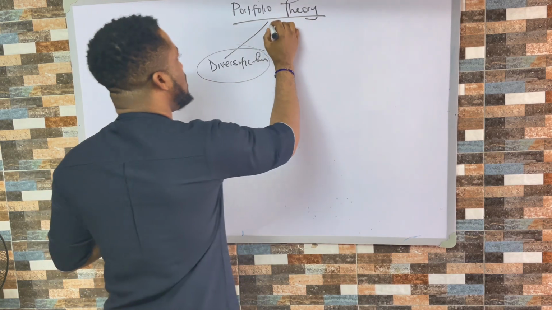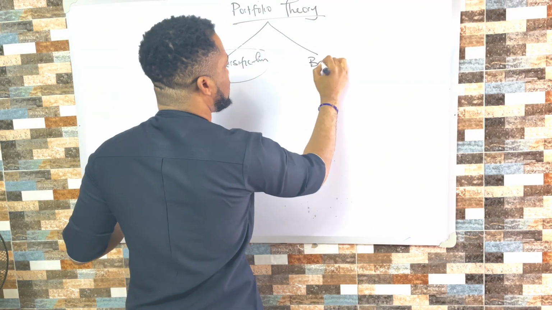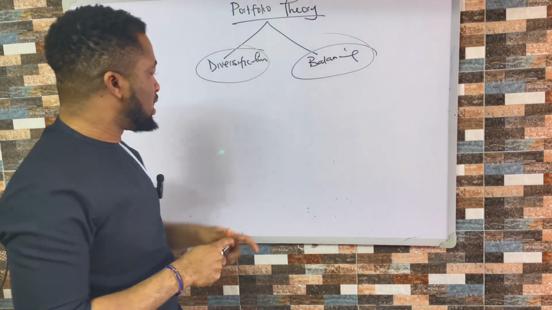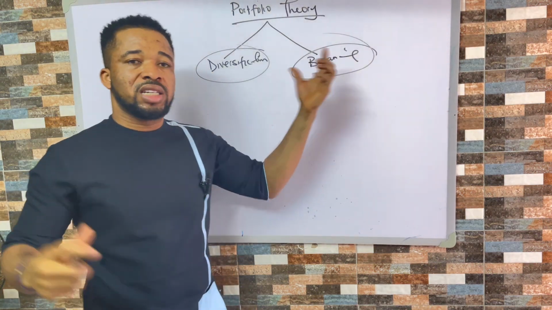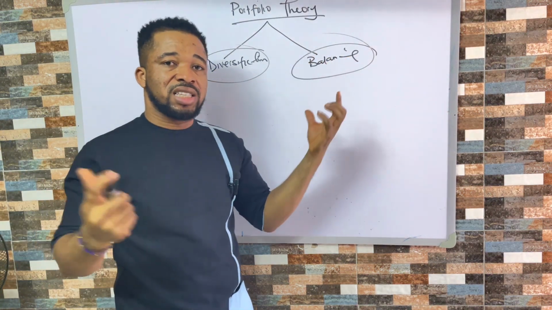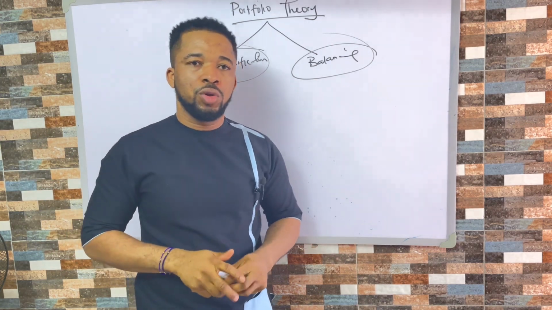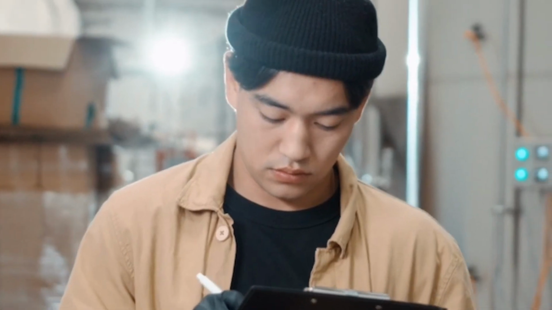And the second part is balancing. Balancing is simply just looking at how do I ensure that I'm combining all these assets in such a way that they are giving me the highest return. And in today's video, we'll be looking at how to calculate return on portfolio for single asset portfolio and also for a double asset portfolio.